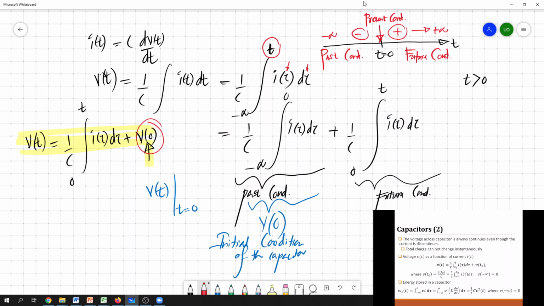So then we identify two equations. This is one: current is equal to C times the derivative of the voltage. The second is, if you want to evaluate the voltage across the capacitor, this is equal to the integral of this current plus the initial condition of the voltage. So this is the initial condition of the capacitor.